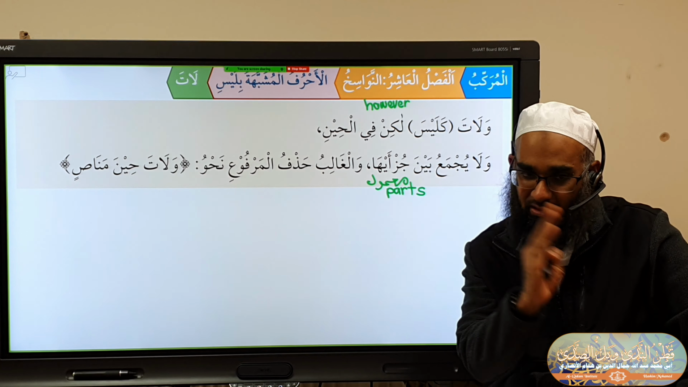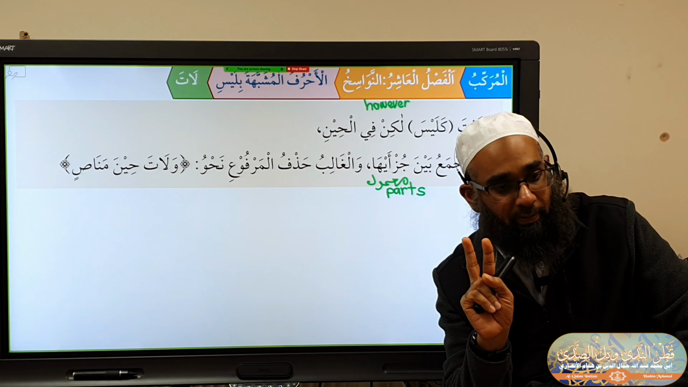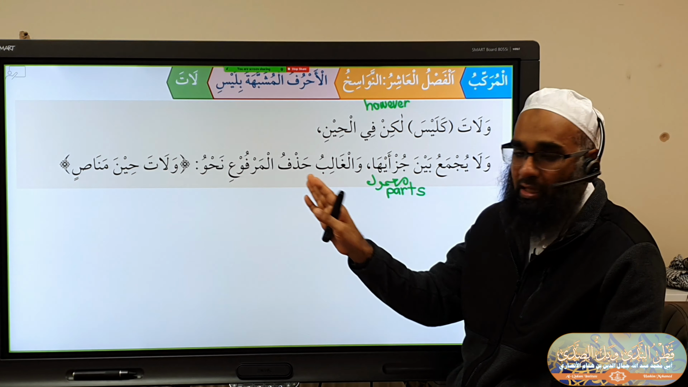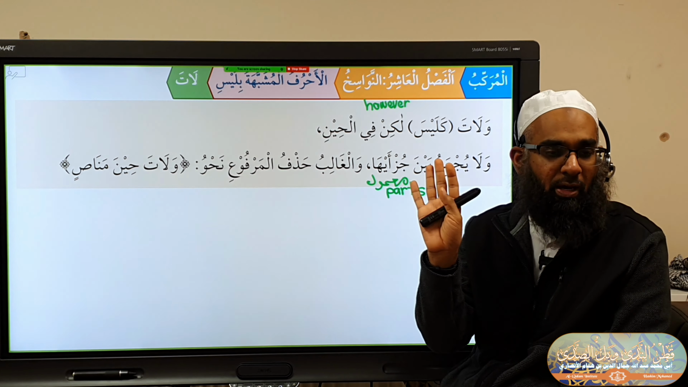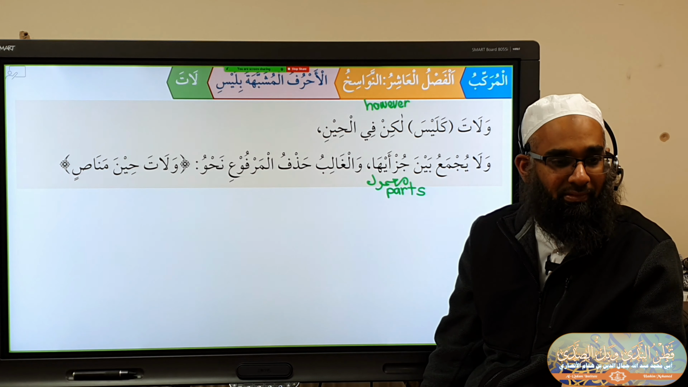You never have lata, ism and khabar. You have lata and either ism or khabar. You won't have both. So in theory, you have lata and either ism or khabar. Yes? But in practicality, you only get the khabar usually. The marfu' is normally mahzuf. It's understood, because the ism is going to be heen, time.